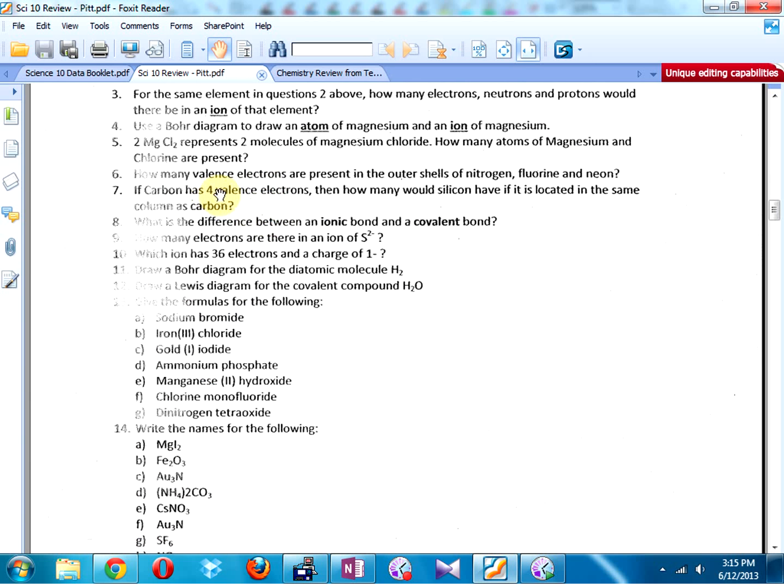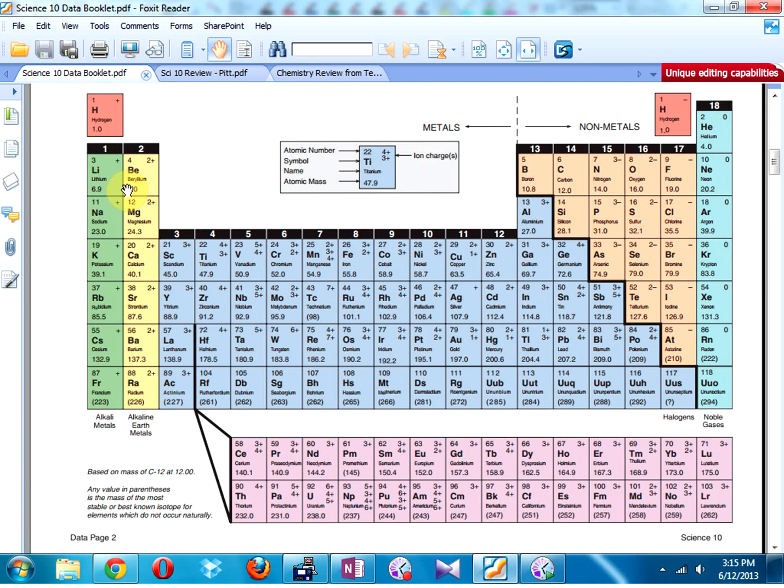If carbon has 4 valence electrons, how many would silicon have if it's in the same column as carbon? Also 4. Anything in the same column has the same number of valence electrons. What's the difference between an ionic bond and a covalent bond? Do you remember? Ionic is metal and nonmetal. Metal, blue, or these guys, and nonmetal, orange. Covalent is nonmetal. That's one way to remember how you can recognize it in a formula.